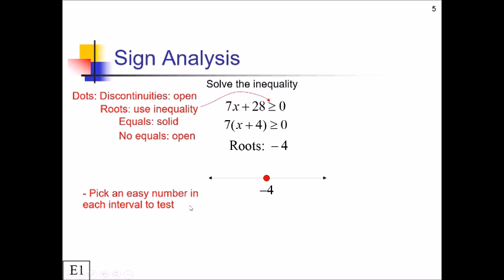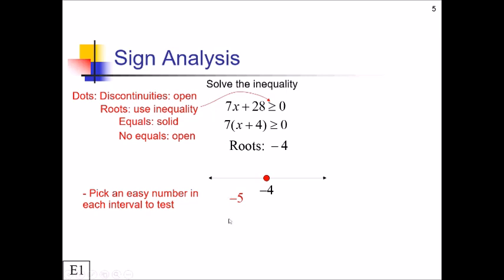So, an easy number, something to the left of -4. There's a lot of options. I'm just going to go with -5. It's the closest whole number to the left. You could have done -1 million if you wanted to, though. Anything over here should work. And then we're going to go ahead and plug it in.